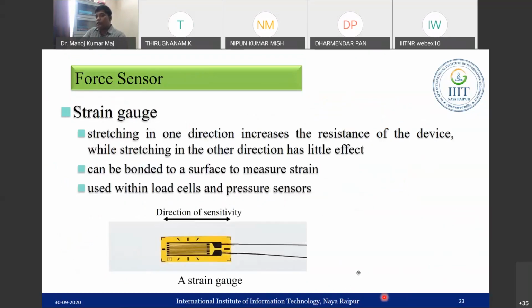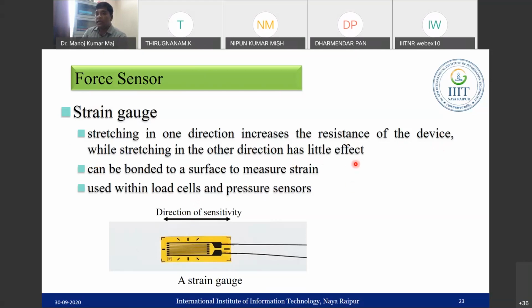Then another one is the force sensor. The force sensor depends completely on mechanical properties. Whenever we depend on mechanical properties, it comes in the form of a strain gauge. When we use the strain gauge, it can stretch in one direction, and that increases the resistance of the device. So whenever we stretch in one direction, the resistance of the device increases, while stretching in the other direction has little effect.